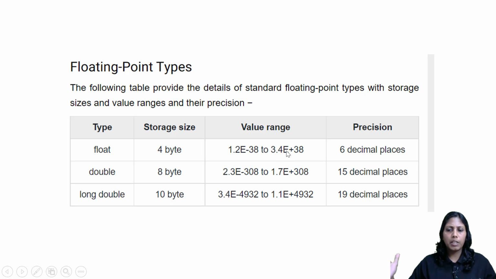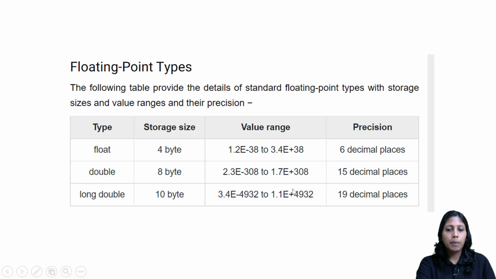So that's a large range. One more thing we have to note down: for the floating point data type, the precision is up to 6 decimal places. That means after the decimal point, up to 6 places, we will be able to get precision. But sometimes I'm using some value where I want precision up to 10 places or 15 places. In that case, I can't use a simple float variable. Then what should I do? I have to use a double type variable.